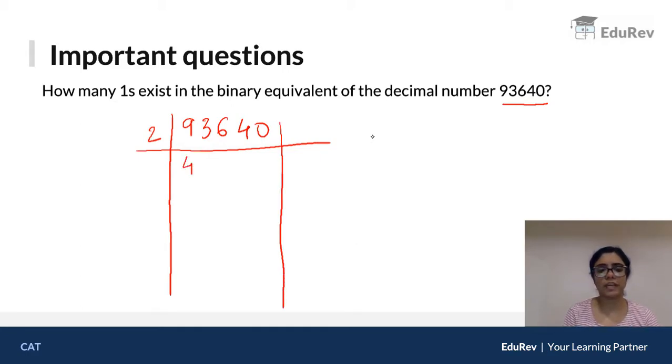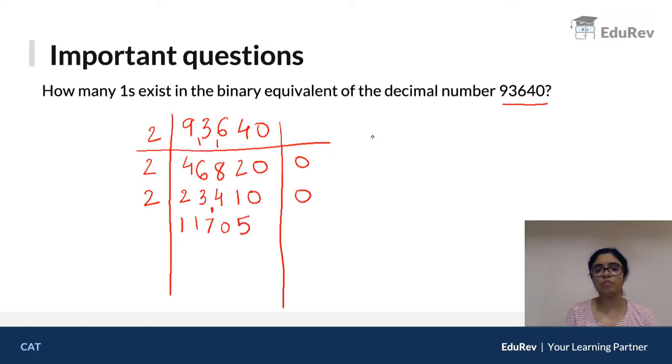This will be 2 4s are 8, 2 6s are 12, 2 8s are 16, 2 2s are 4, zeros are 0, and this will be 0. Then next is 2 2s are 4, 2 3s are 6, 2 4s are 8, 2 1s are 2, zeros are again 0. Now next will be 2 1s are 2, 2 1s are 2 again, 2 7s are 14, this will be 0, 5. Again 0, there's no remainder.